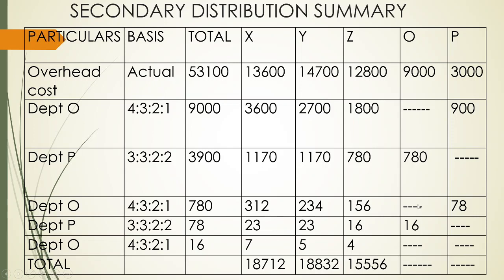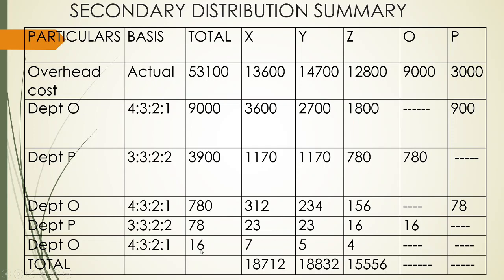Again, now we can see department O does not have any overheads, whereas department P has 78 rupees as overhead. Now this 78 rupees should be distributed in the ratio of 3:3:2:2 to the various departments. So we distribute it: department X 23, department Y 23, department Z 16 and department O 16. Now again the 16 rupees should be distributed to the departments in the ratio of 4:3:2:1. While distributing we have to be careful that we round off in such a way that the overheads are not left for O department or the P department.